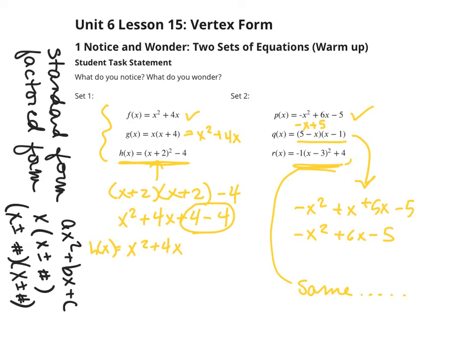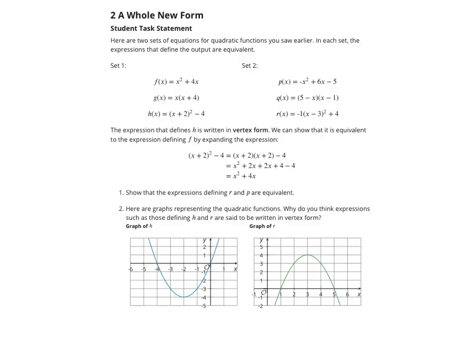Even though this says 4, it's all going to work out to give me a minus 5 at the end. All right, so actually what we see here is this is standard form, this is factored form, and this right here is actually vertex form. Standard form, factored form, vertex form. Cool. All right, so the new information we're doing today.